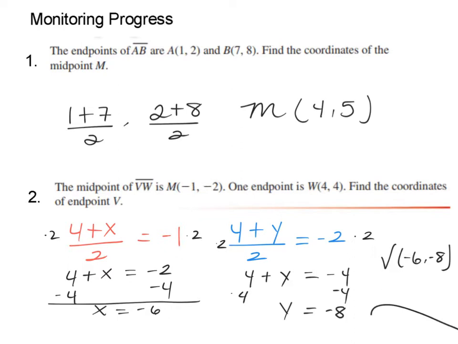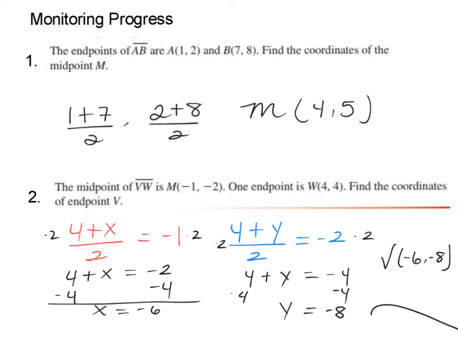Hopefully you did. I just found the average of A and B, the average of the x's, average of the y's. 1 plus 7 over 2 is 8 over 2, which is 4. 2 plus 8 is 10 over 2 is 5. So the coordinates of my midpoint M is 4, 5.